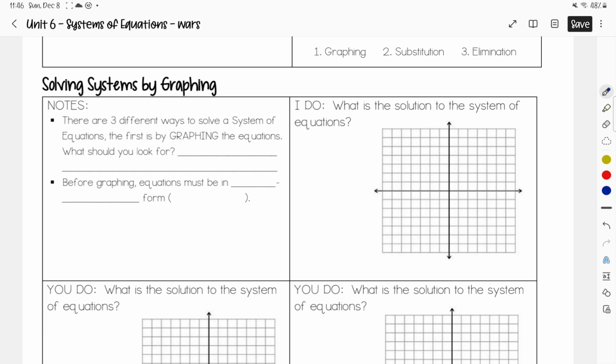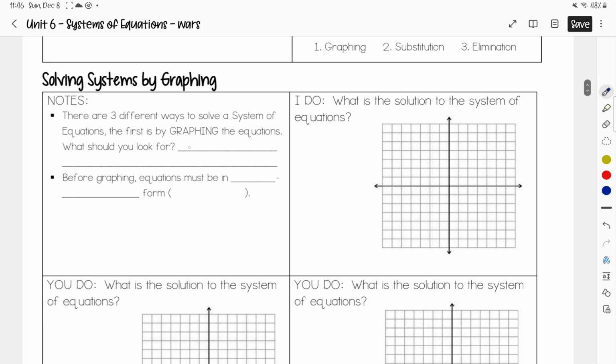Oh yeah, I'm half in the dark. Sorry. So you want to look for the point where the lines meet or cross. Why do I keep writing an N there?